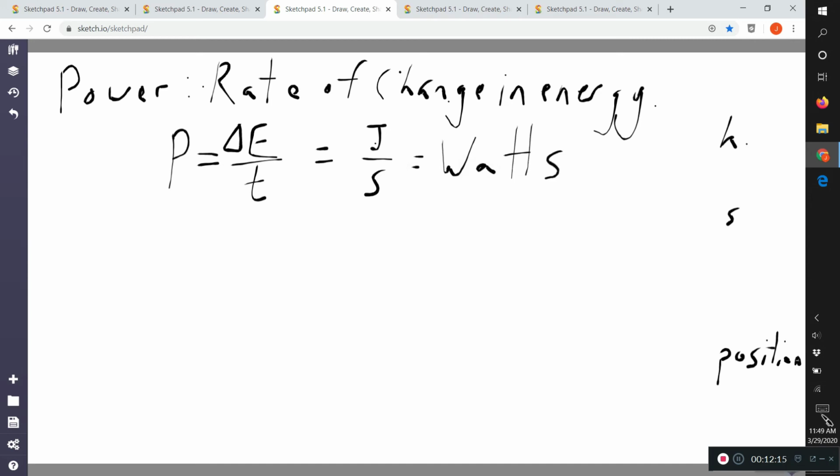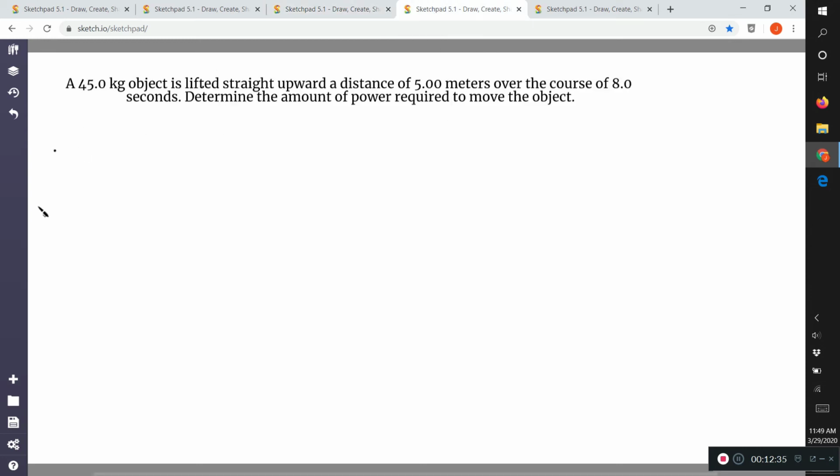Now, watts are oftentimes listed in larger units such as kilowatts, and that's standard, like 1 kilowatt is 1,000 watts. And those are the equations for translational energy and power. We're now going to apply them in a couple different scenarios. So a 45.0 kilogram object is lifted straight upward a distance of 5.00 meters over the course of 8.0 seconds. Determine the amount of power required to move the object.